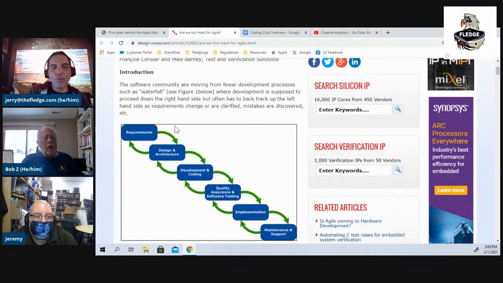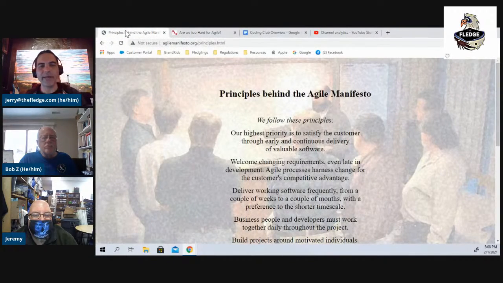So this whole process was time consuming, costly, and very rarely accurate. It couldn't predict the future of what might be happening. So Beck, who wrote XP, or Extreme Programming, he wrote the first book about Agile. He was one of the authors of something called the Agile Manifesto.